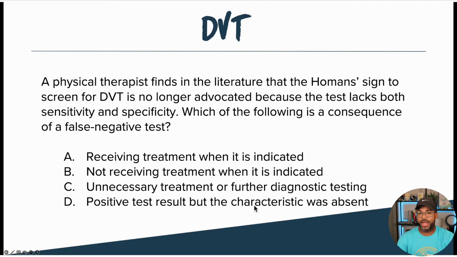All right, here it is, dropping it on you. Again, make sure you put your answer down in the comment box before I start rolling in and rolling out answer choices. Very important. This one here is going to be worth 600. Let's go into it. It says a physical therapist finds in the literature that the Homan sign to screen for DVT is no longer advocated because the test lacks both sensitivity and specificity. Ooh, those research principles. All right.